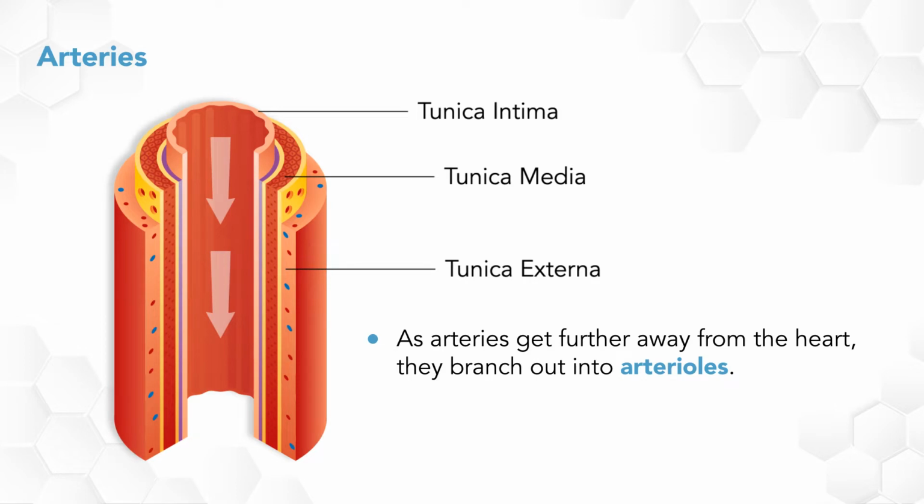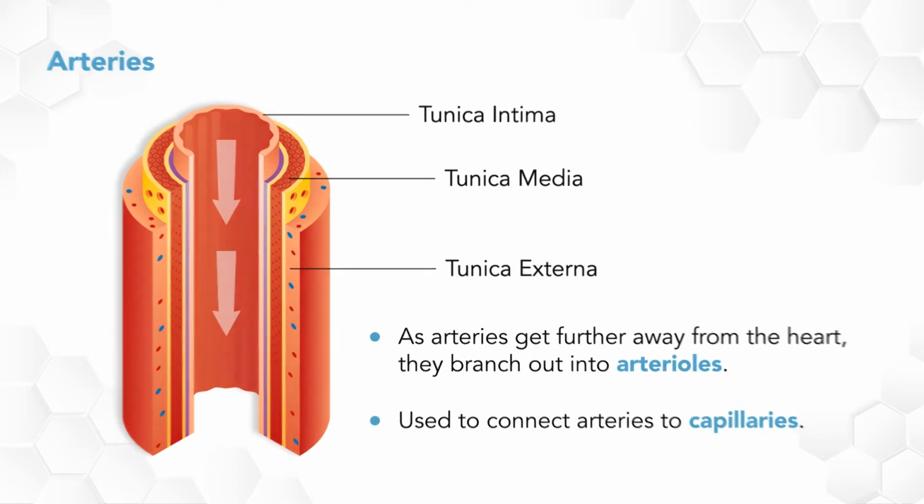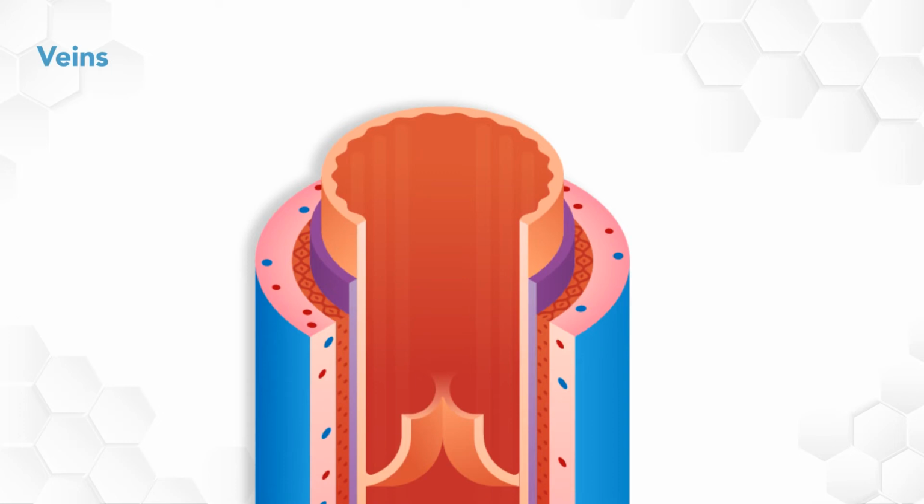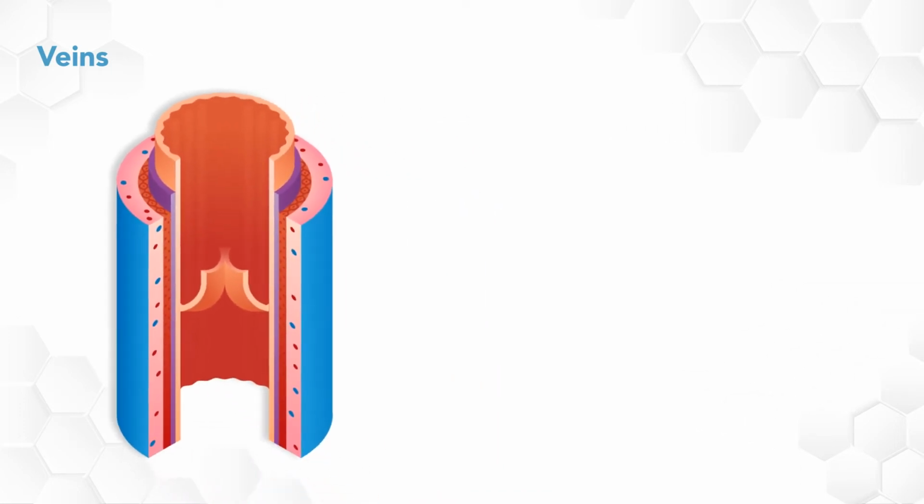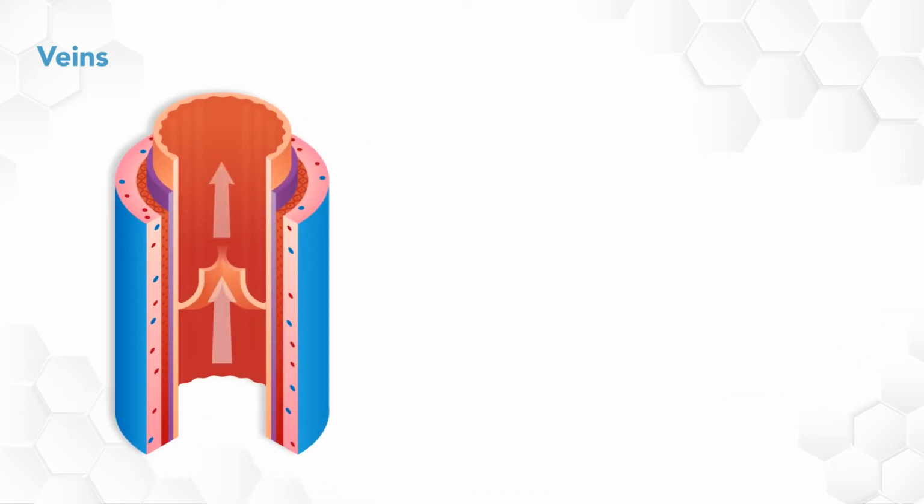As arteries get further away from the heart, they branch out into arterioles, which are smaller and less elastic. These are used to connect arteries to capillaries. The second blood vessel we'll take a look at are veins. Veins are responsible for carrying blood back to the heart. They are thin, elastic vessels that act almost as a reservoir for blood.